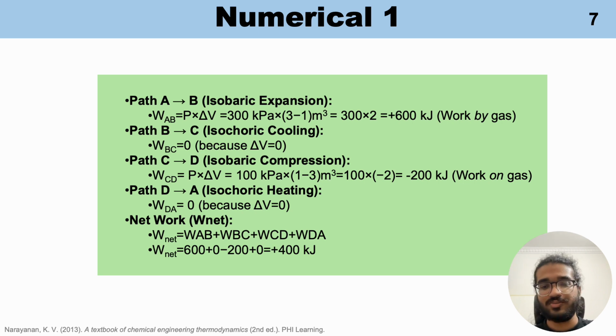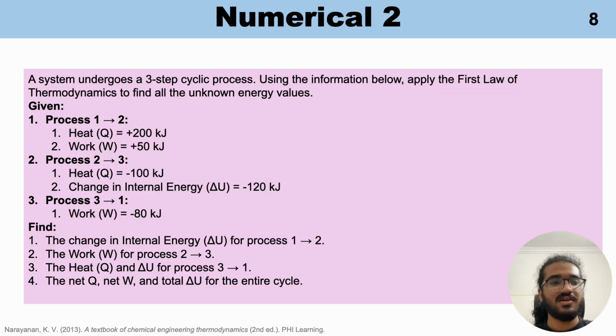Okay, moving on to numerical number 2, we can see that for a system that undergoes a 3-step process, we need to calculate the unknown energy values by applying the first law of thermodynamics. For process 1 to 2, heat is given as plus 200 kilojoules and work done is given as plus 50 kilojoules. For process 2 to 3, heat is given as minus 100 kilojoules and internal energy is given as minus 120 kilojoules. For process 3 to 1, we can see that the work is minus 80 kilojoules.